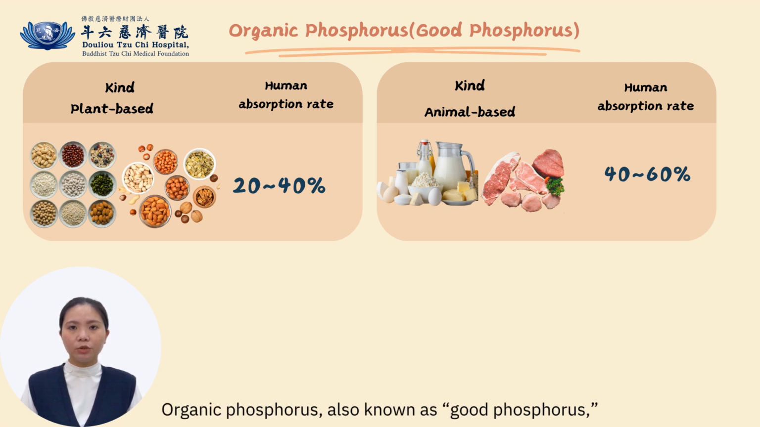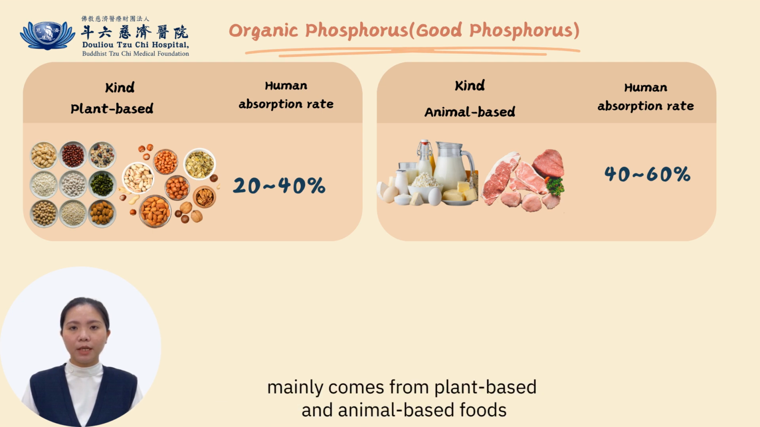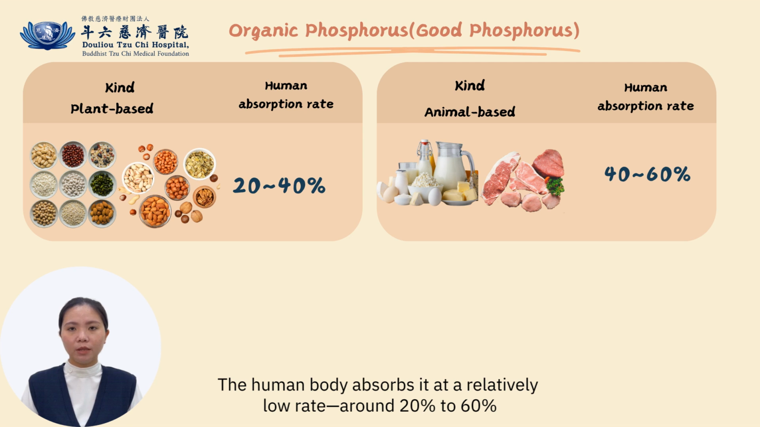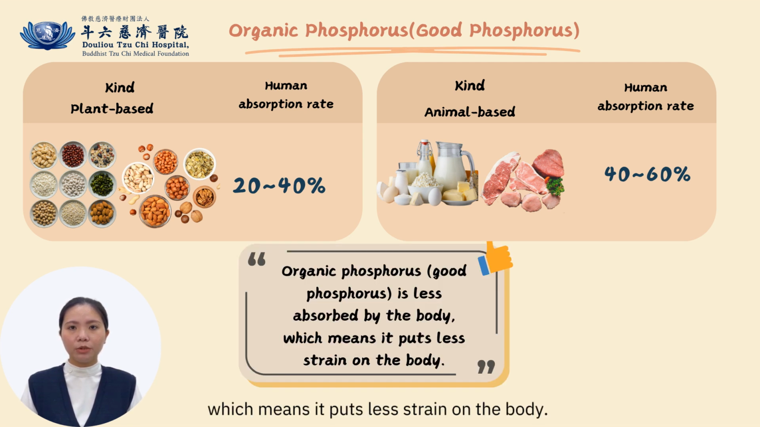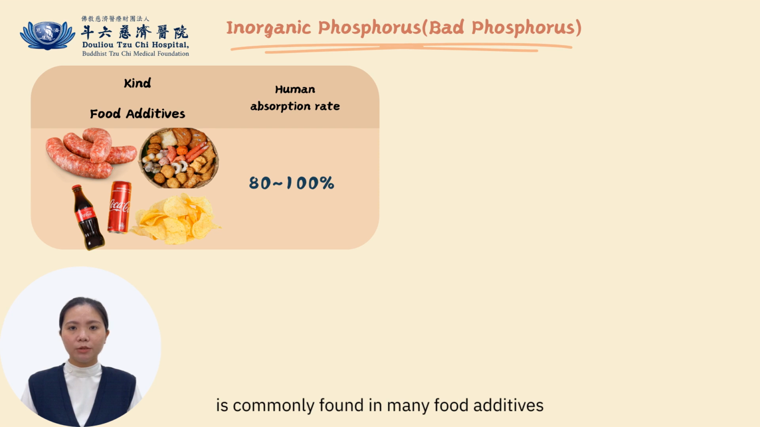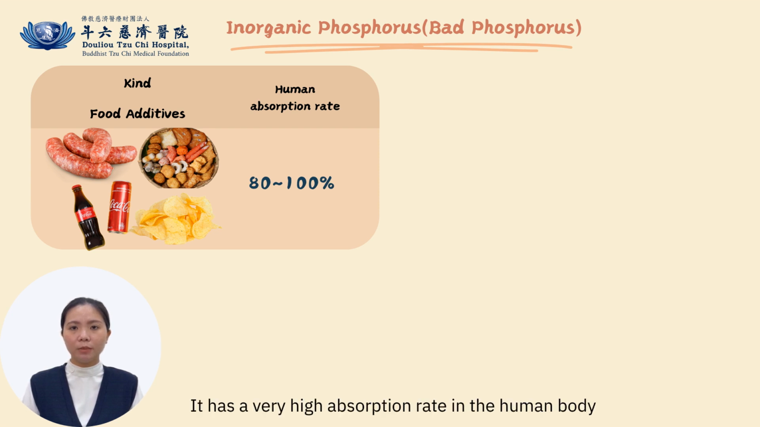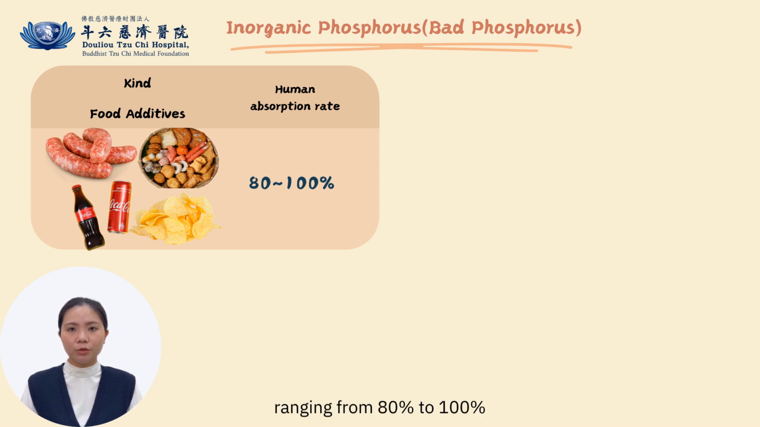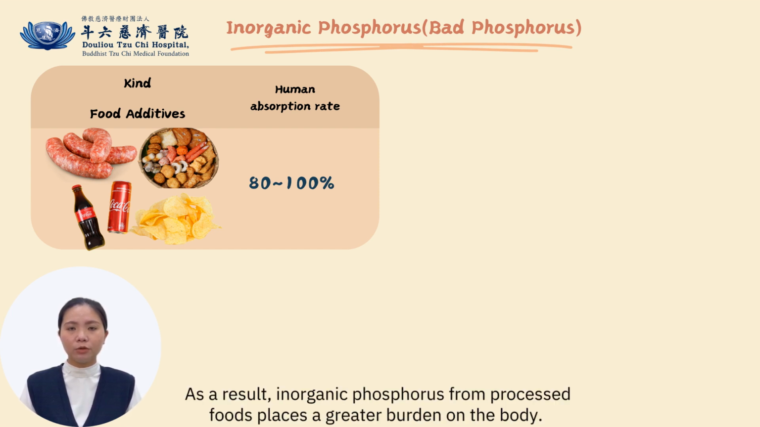Organic phosphorus, also known as good phosphorus, mainly comes from plant-based and animal-based foods. The human body absorbs it at a relatively low rate, around 20% to 60%, which means it puts less strain on the body. Inorganic phosphorus, which we call bad phosphorus, is commonly found in many food additives. It has a very high absorption rate in the human body, ranging from 80% to 100%. As a result, inorganic phosphorus from processed foods places a greater burden on the body.